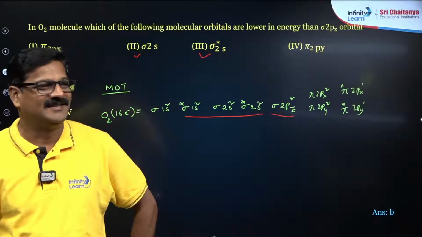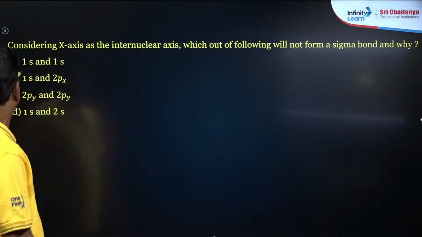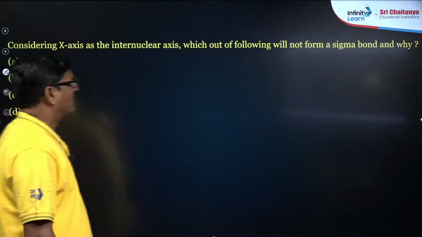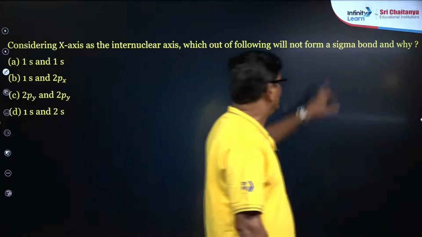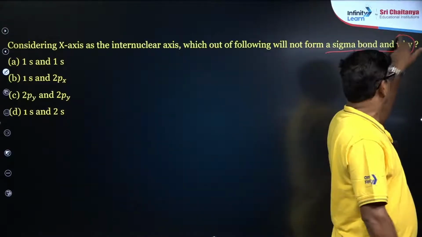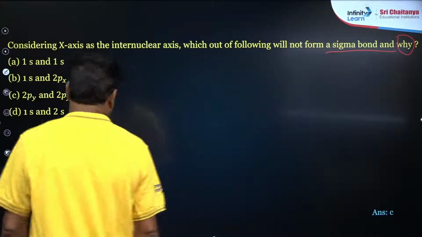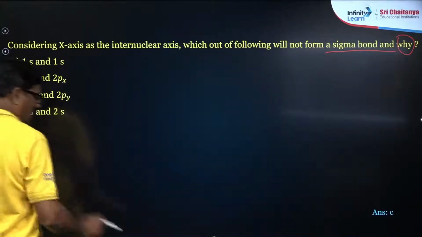Okay. Next, one more question. Considering the y-axis is the internuclear axis, which of the following will not form a sigma bond in y? Why, I will tell you. It is not a description, right? It is going to be option C.